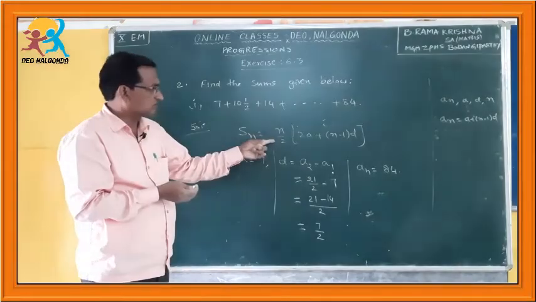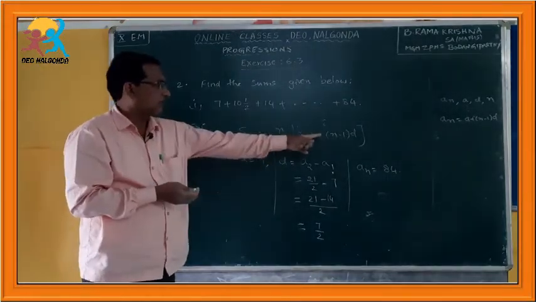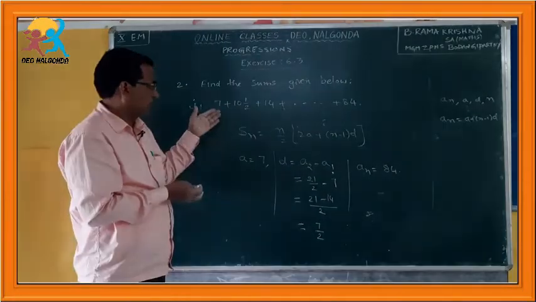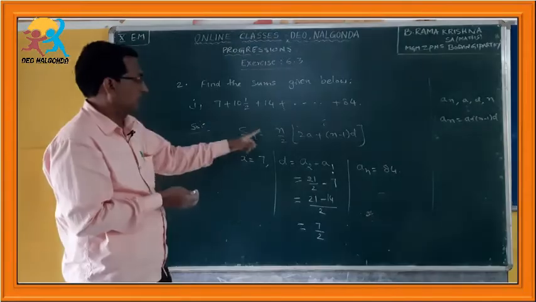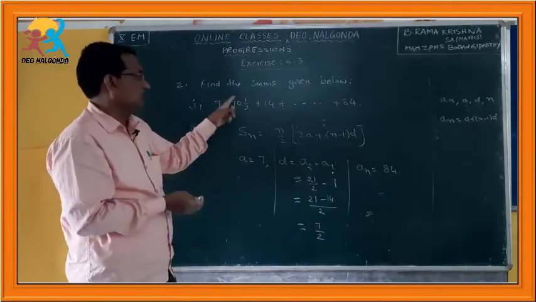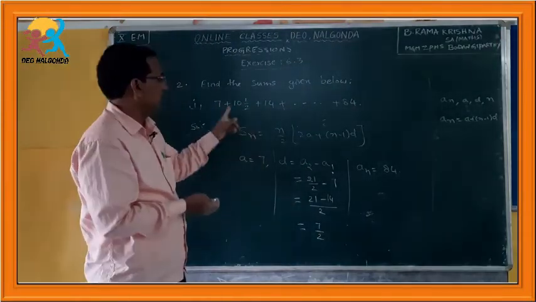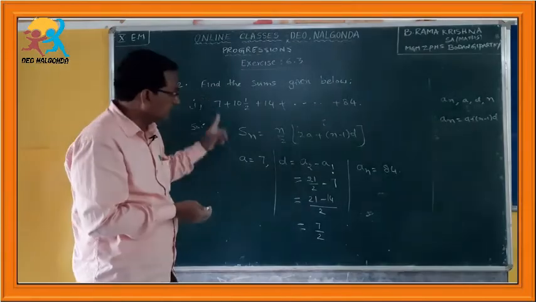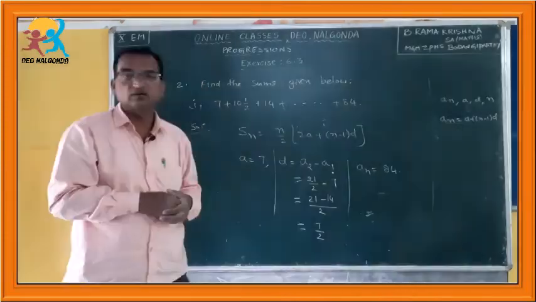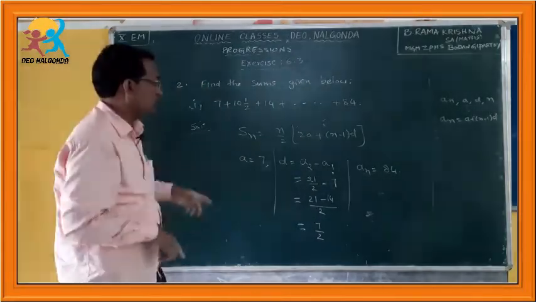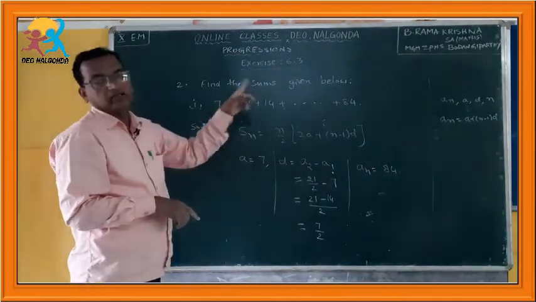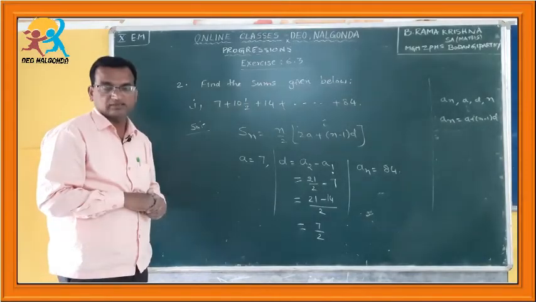In the place of n you substitute the value you already found, and d you also know. So for finding the sum to n terms, you require the number of terms, the first term and the common difference. Here the first term and common difference are known, but the number of terms is not known. To find the number of terms, you use the nth term formula. After finding the number of terms, you use the sum to n terms formula and find the sum.